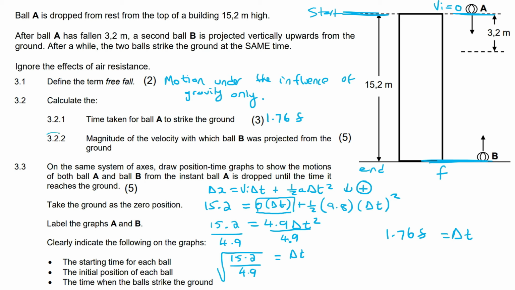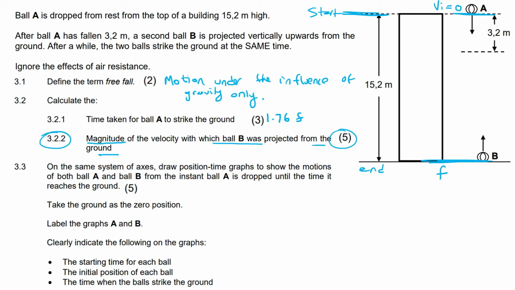Okay, so this one over here now says calculate the magnitude. When they say magnitude, it just means that you don't need to give the final direction. So it says the magnitude of the velocity with which ball B was projected from the ground, for 5 marks.